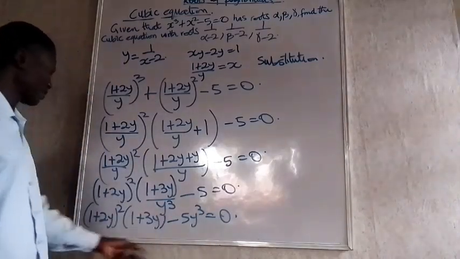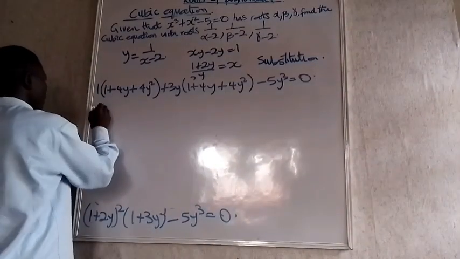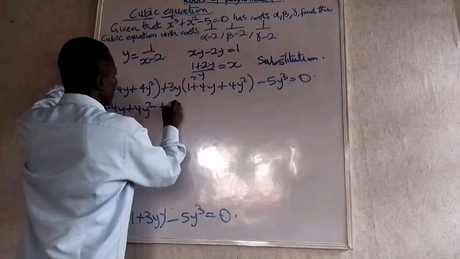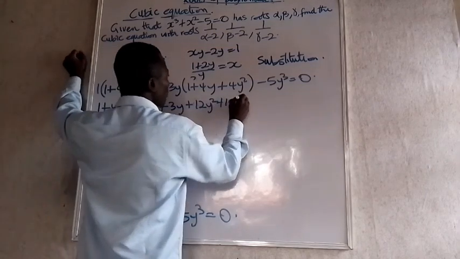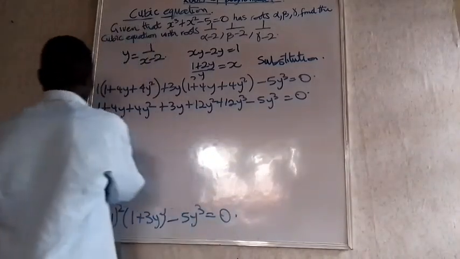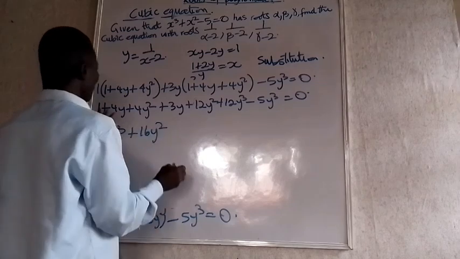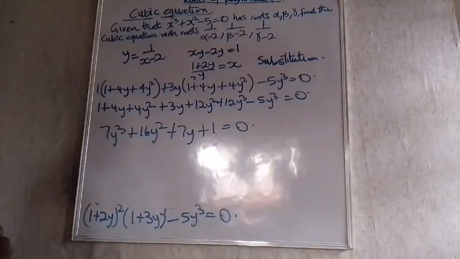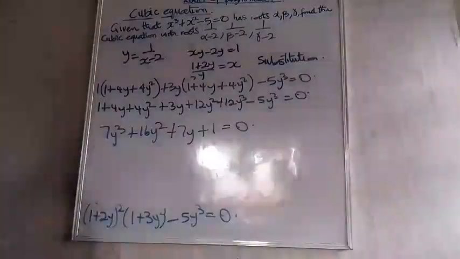So let me expand this and this. That's what it will be. So this is going to give me 1 plus 4y plus 4y squared plus 3y plus 12y squared plus 12y cubed minus 5y cubed. Now let's take it in turns. So this is going to give me 7y cubed plus 16y squared plus 7y plus 1 equals 0. So that is the new equation, a cubic equation formed with the roots 1 over alpha minus 2, 1 over beta minus 2, and 1 over gamma minus 2.